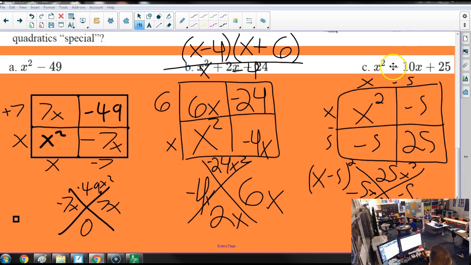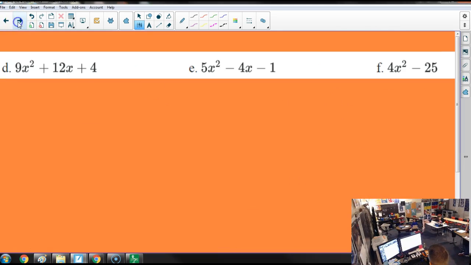Anytime you recognize that the b value is 2 times the value, and the c value is the square of that value, that should set off bells and whistles in your head that it is a perfect square trinomial. Okay, I'm done. So if we look at D, we got 9 and 12, which might make your brain think 3. And then we look at 4 and we're like, crap.